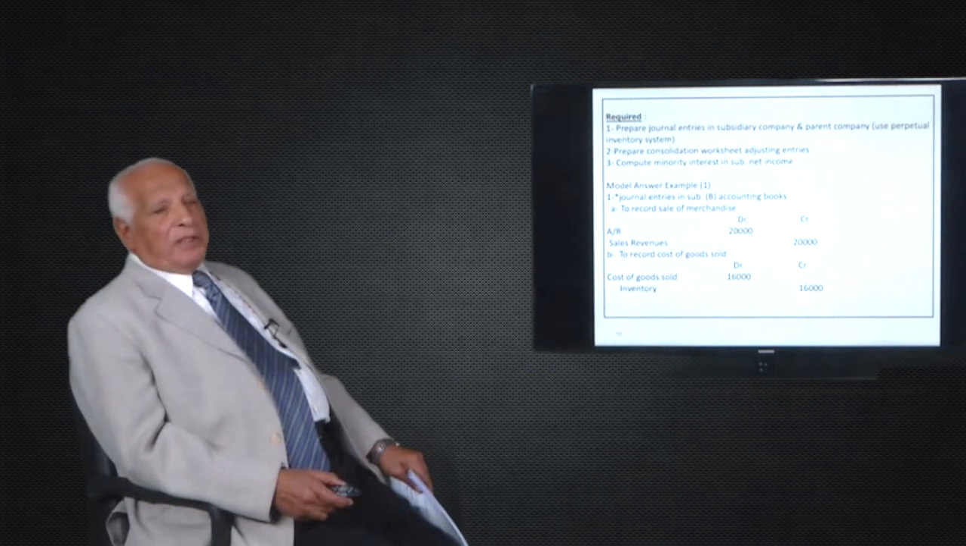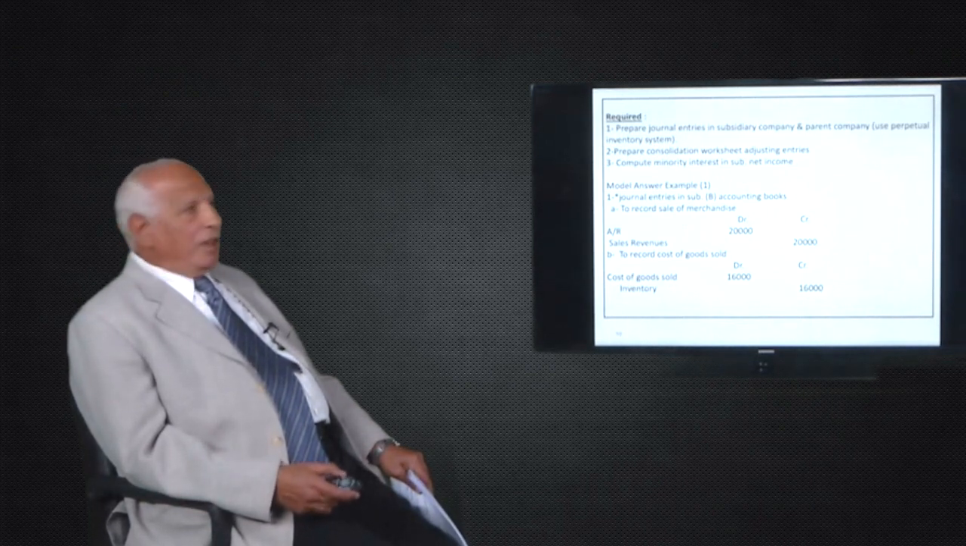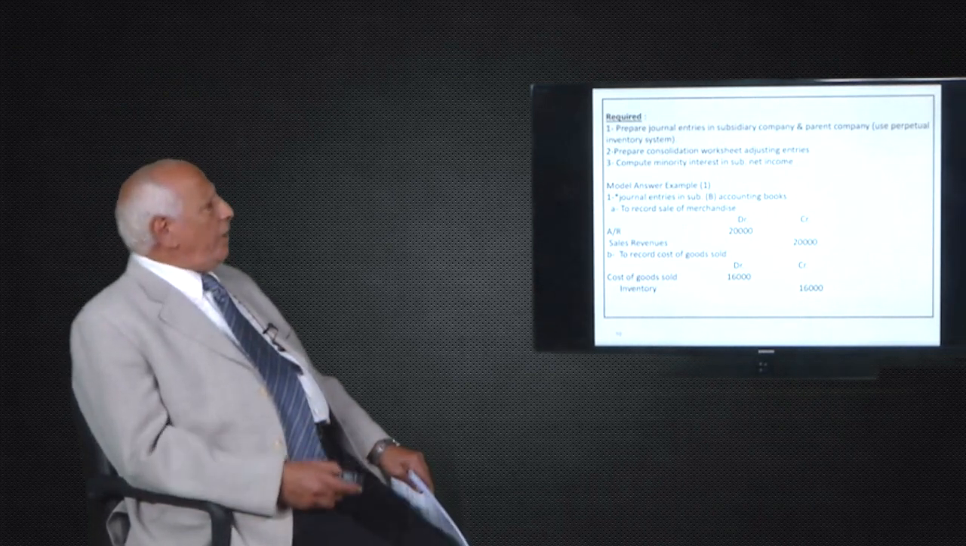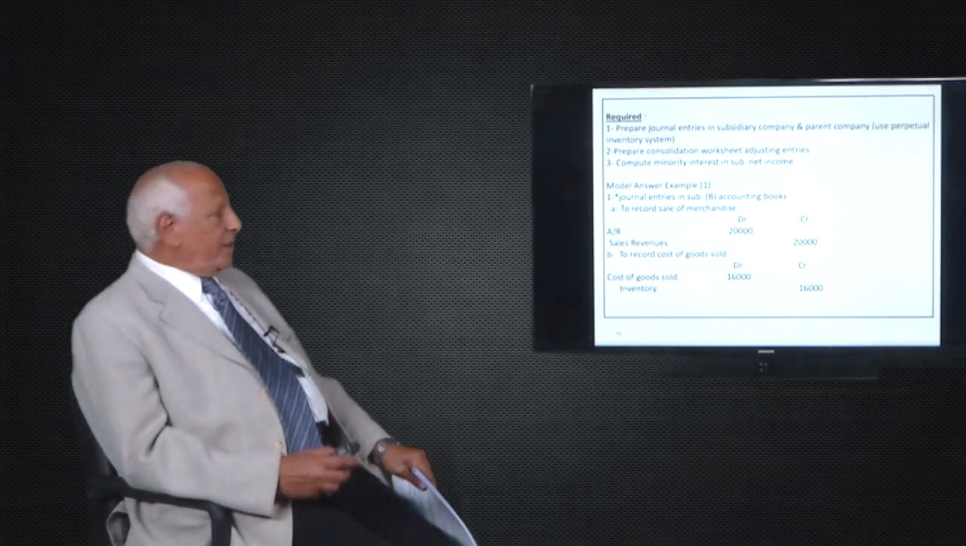Journal entries will be different. How? Let me explain to you one by one. First, prepare journal entries in the sub company and the parent. Use perpetual inventory system. Number two, prepare consolidation worksheet adjusting entries related to inventory. Number three, compute minority interest and sub net income. I'm going to start one by one. The model answer for this example one.